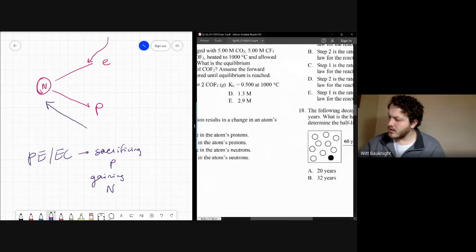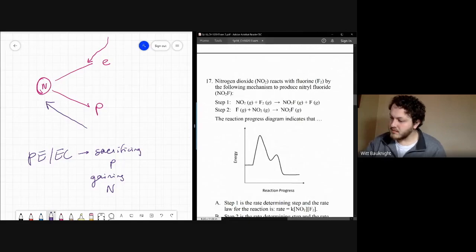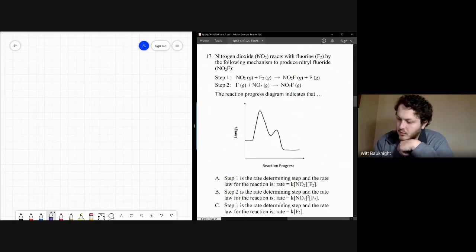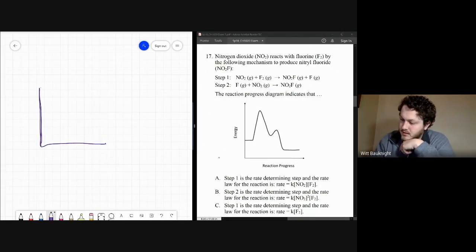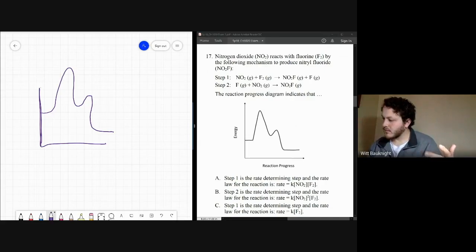All right, let's keep on going to question 17. Question 17 asks, nitrogen dioxide reacts with fluorine, and we have these 2 steps in this reaction path. Well, I want to roughly draw the reaction path. So we need to figure out which step is the rate determining step. Pretty much which one's slower. Is it going to be step 1 or step 2?